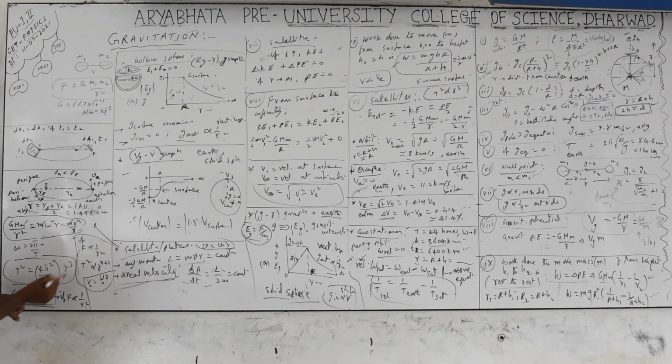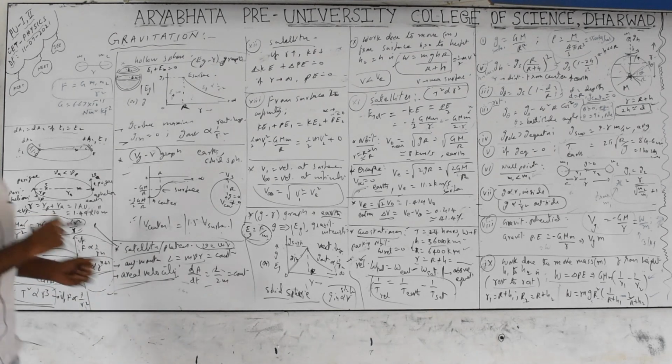Where R square is there, it becomes R cube, meaning we are adding 1. If R to the power of n is taken, then T square is proportional to R to the power of n plus 1, so T is proportional to R to the power of n plus 1 by 2. This is also a multiple-times-asked, important point. Wherever V is there, we can replace it with V equals omega R, which we already discussed before. It's not required here. Next we have to work out the numericals.